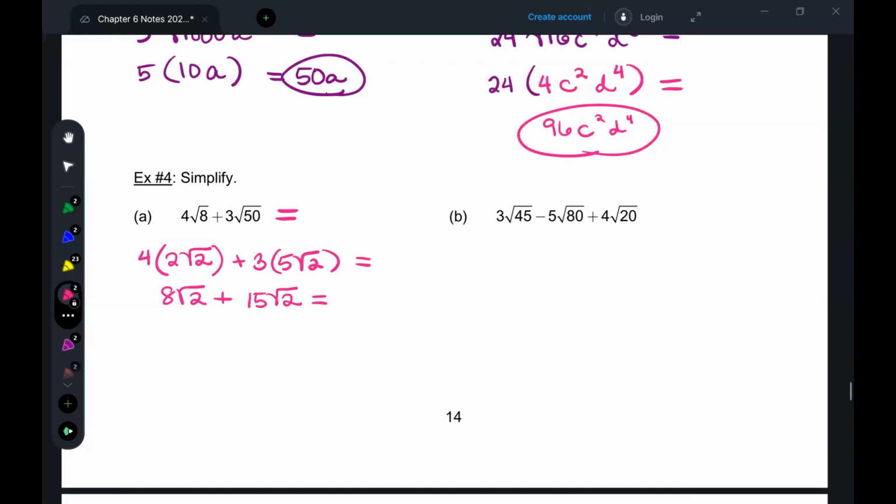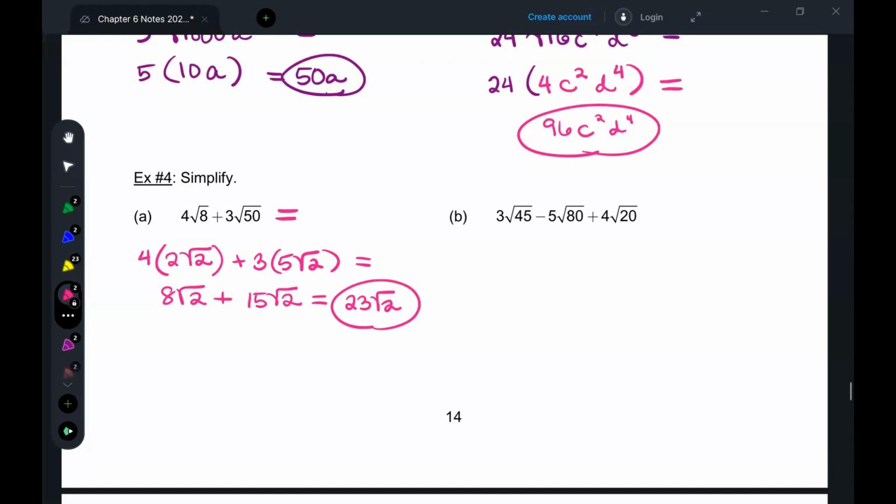Okay, good. Remember, we can only multiply the numbers that are outside the radical and the ones that are inside the radical, but we can't combine them. Can we add these? Yeah, they're like terms. They both have a square root of 2. So it's 8 and 15, 23 root 2.